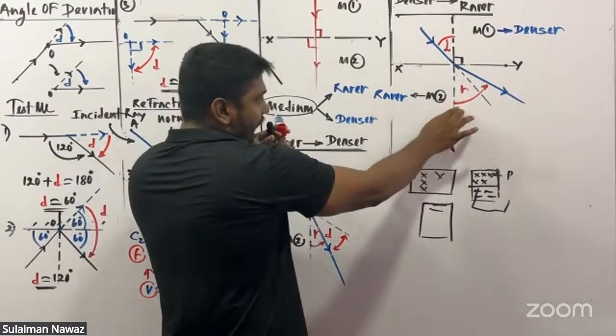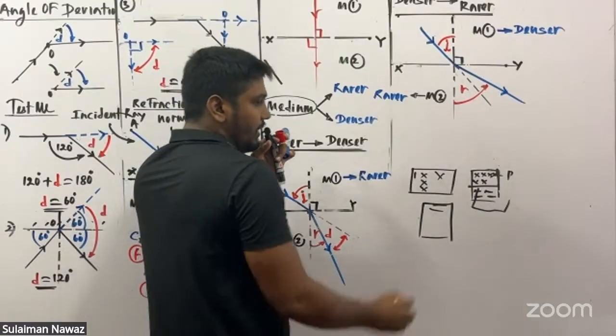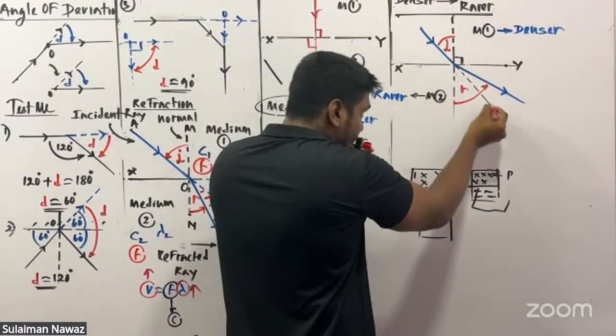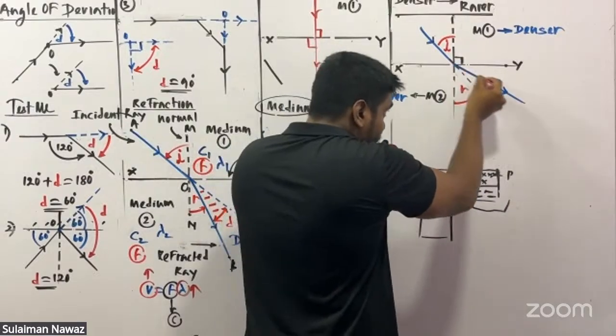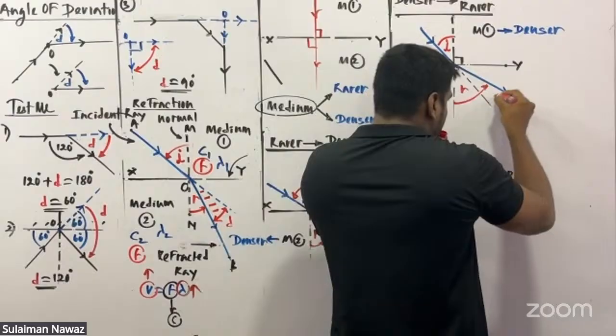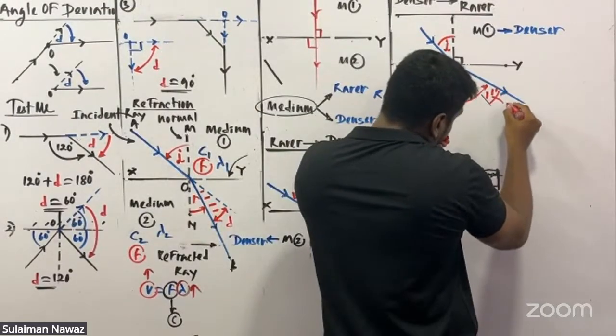In this scenario, can you mark the angle of deviation? Sir, the initial path is this direction. This is the initial direction. This is the final direction of the light ray. So from the initial direction to the final direction, this angle is going to be our angle of deviation, simple d.